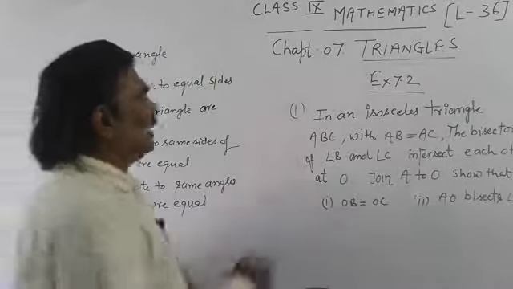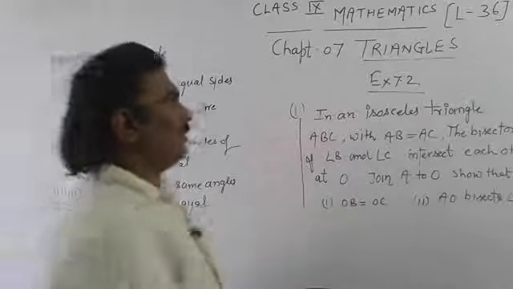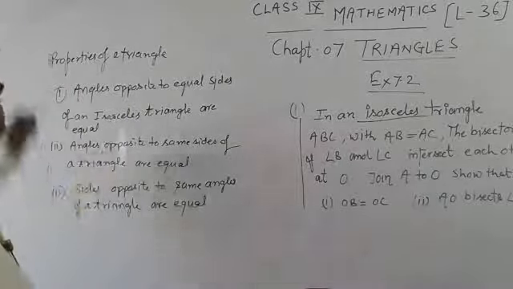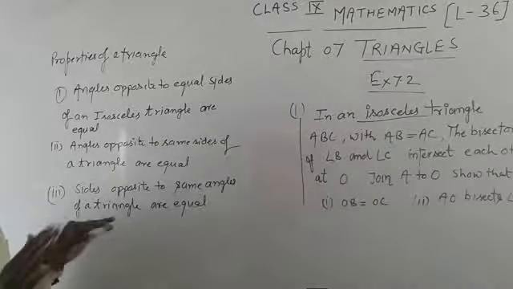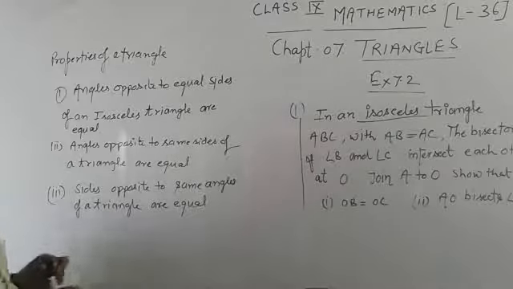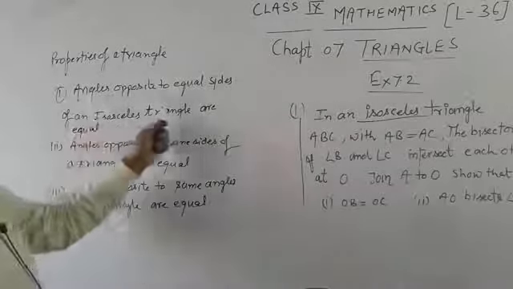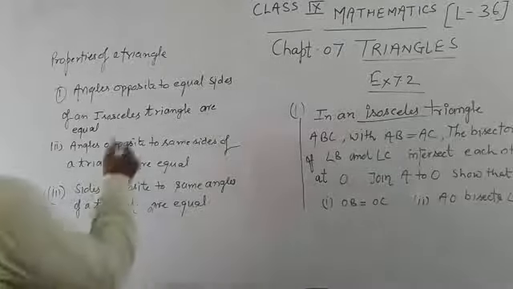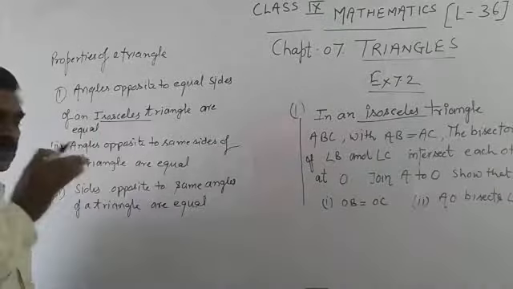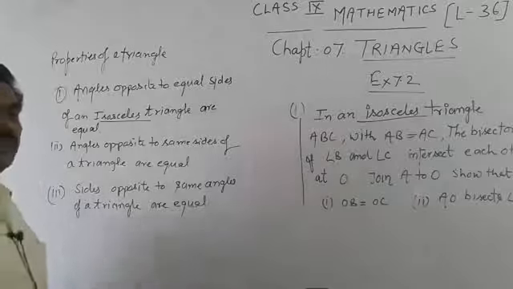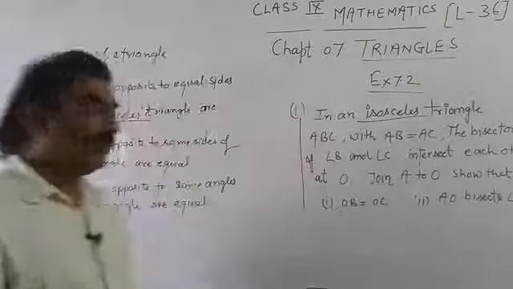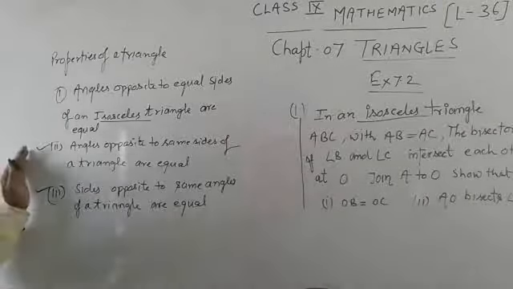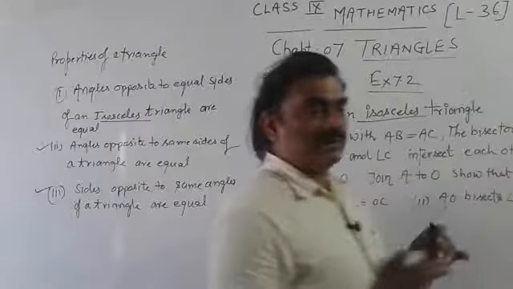So students, before solving the question, we should know some properties of triangles. Here there are 3 points, and in these points, properties of triangles are discussed. According to the first point, angles opposite to equal sides of an isosceles triangle are equal. In this question, it is specified which type of triangle is there. The triangle is isosceles. But we have two other properties, second and third. These properties are applicable for all types of triangles.